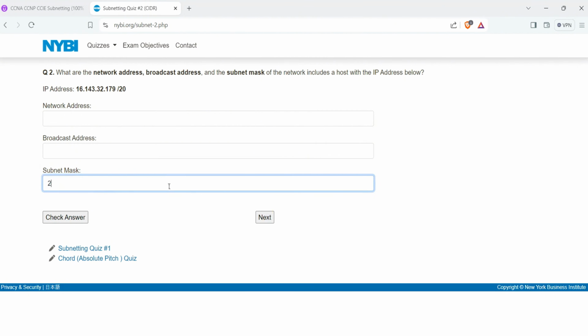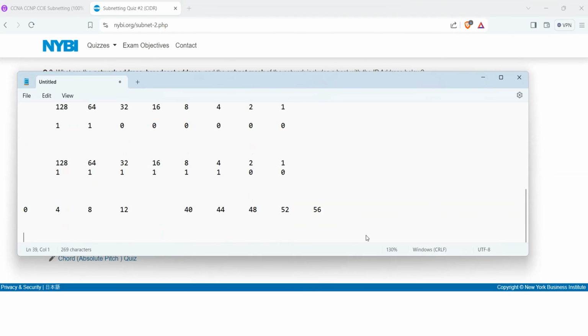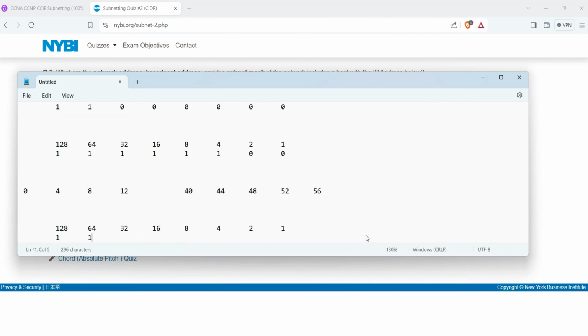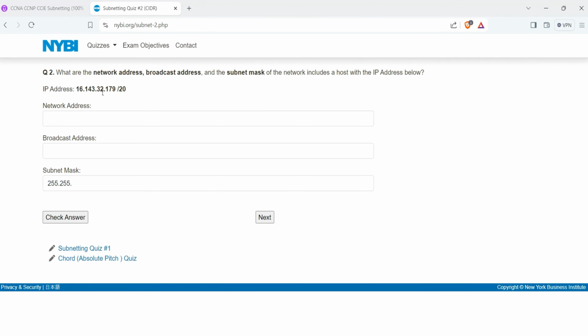Okay. Next, slash 20. How do I get slash 20? 255 is 8 bits. 255 is 16 bits. I need four more bits over here. So if I'm looking for four more bits, I get 128, 64, 32, 16, 8, 4, 2, 1. Which are the four bits? 1, 2, 3, 4, 0, 0, 0, 0. All right. So my jump start is what? 16. Let's jump right over here. Okay, which number doesn't change?